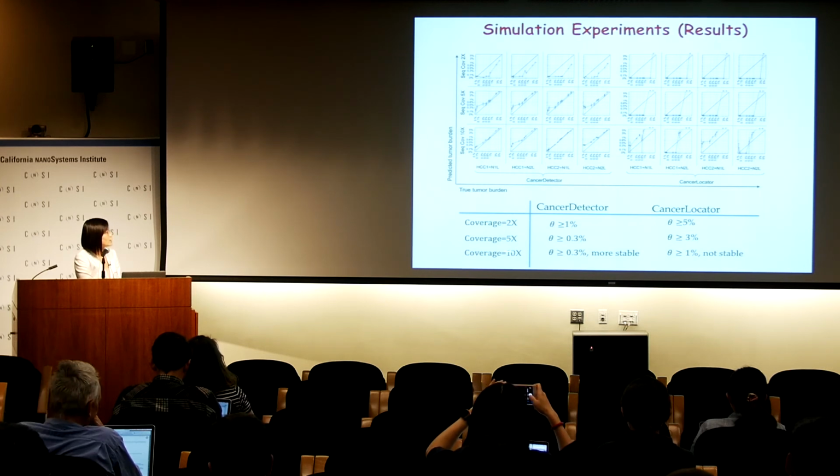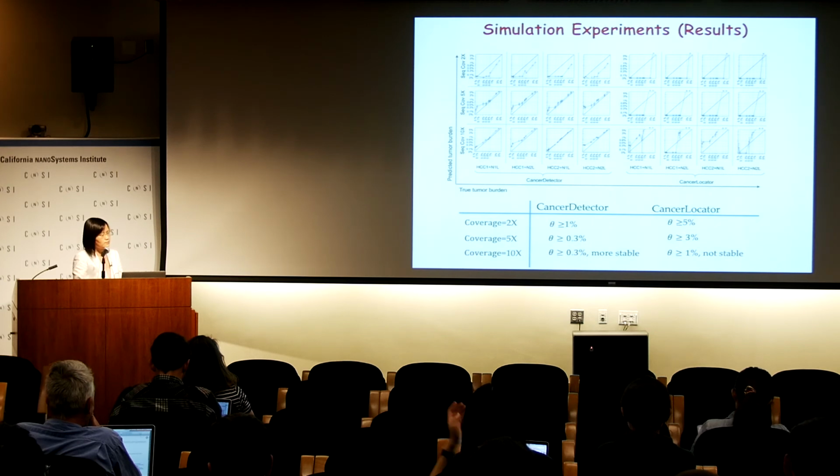If we do 10x coverage, we can stably detect the tumor burden if there is only 0.3% tumor DNA. And you can also see that with the increase of coverage, you get a better prediction of tumor burden.